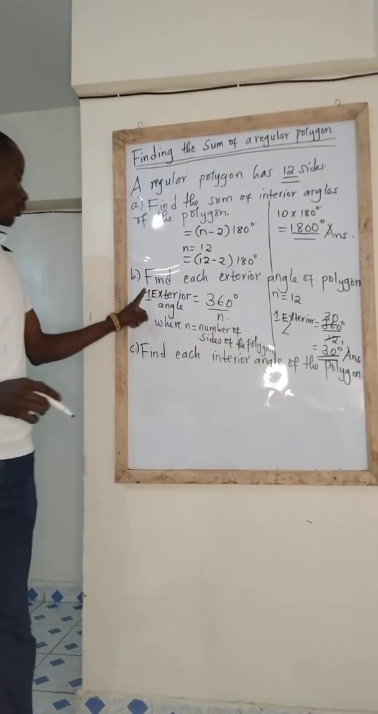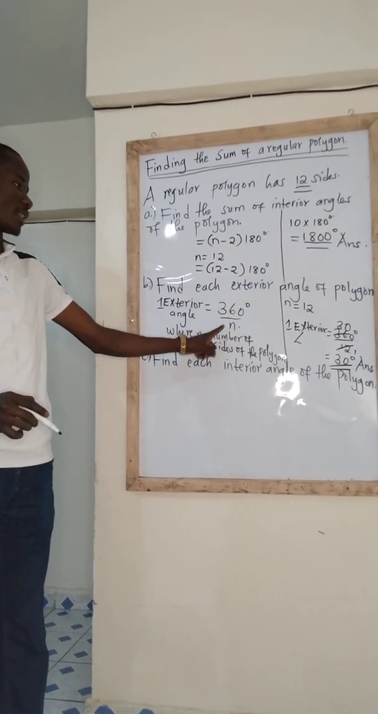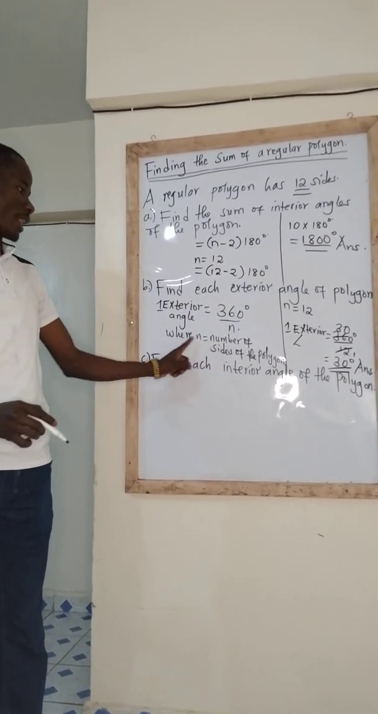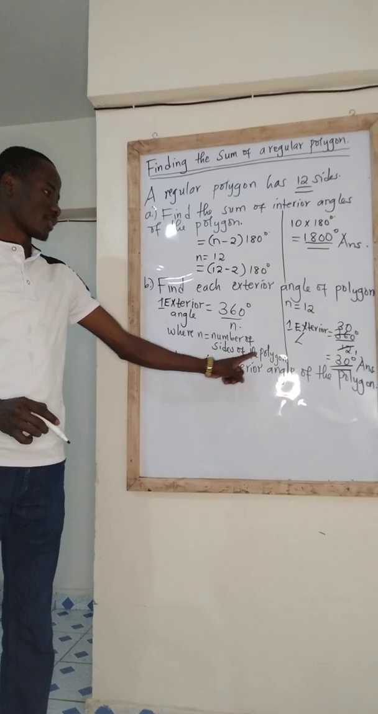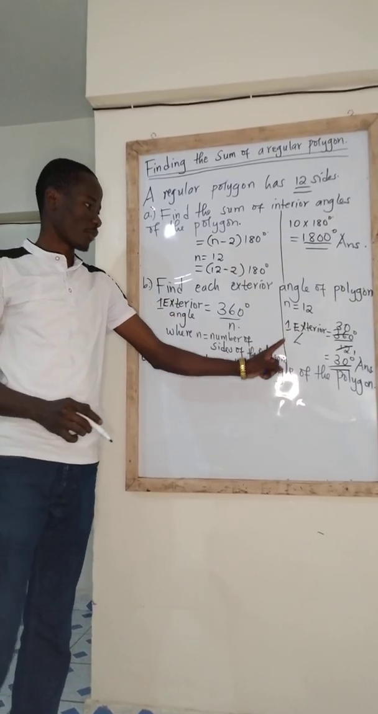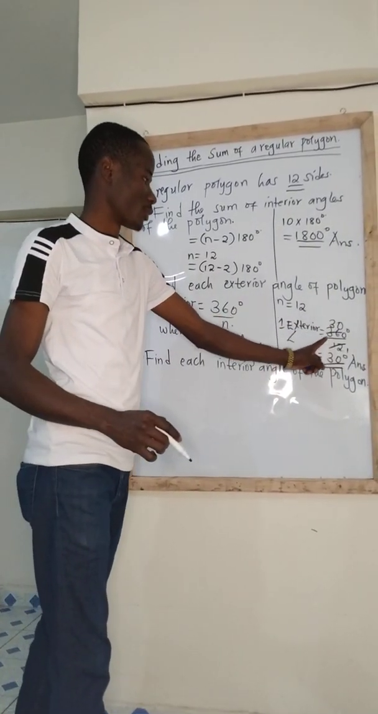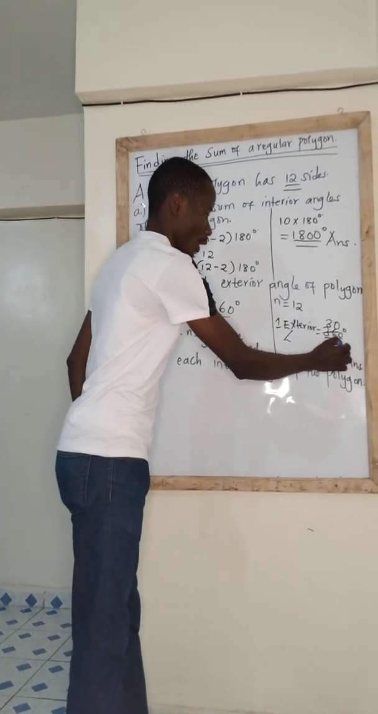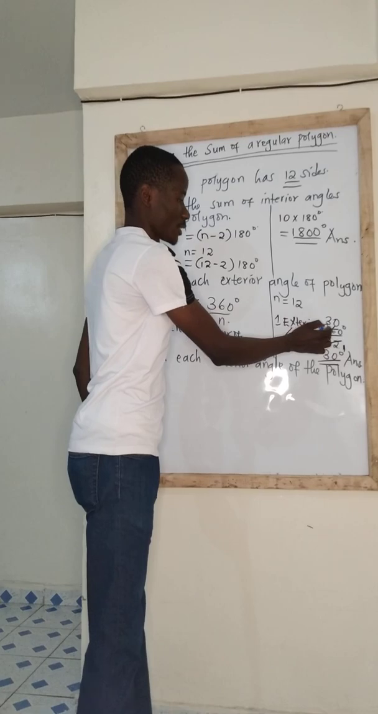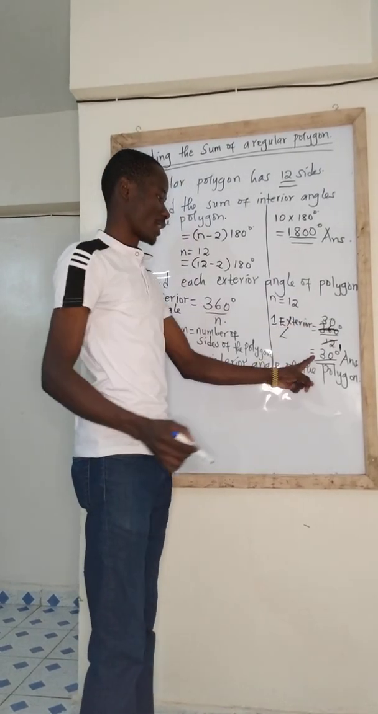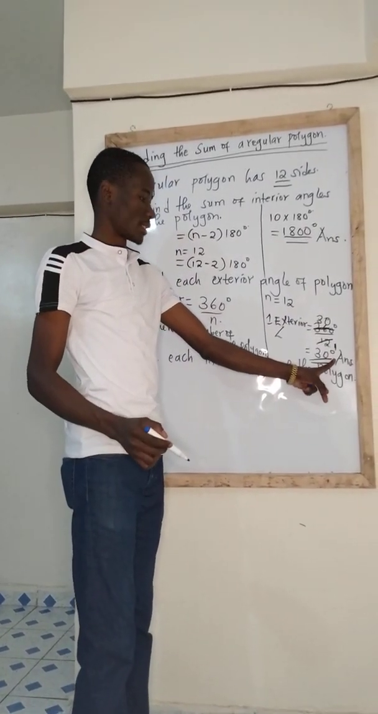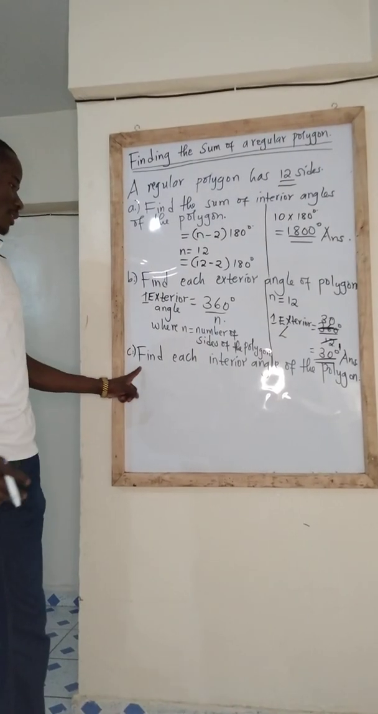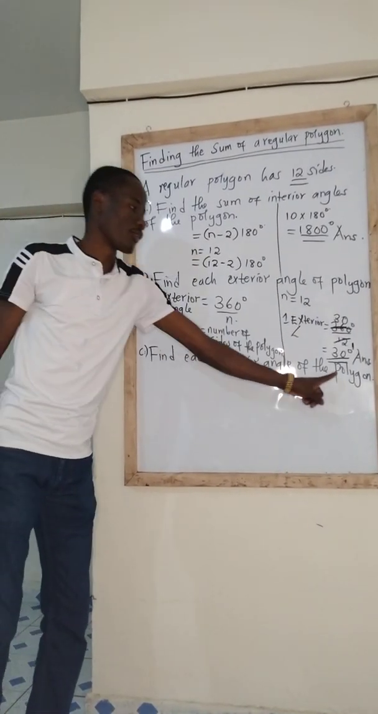So this is the formula. One exterior angle is equal to 360 degrees over n, where n is the number of sides of the polygon. n is equal to 12. One exterior angle is equal to 360 out of 12, which is 30. So one exterior angle is 30 degrees. Question C: find each interior angle of the polygon.